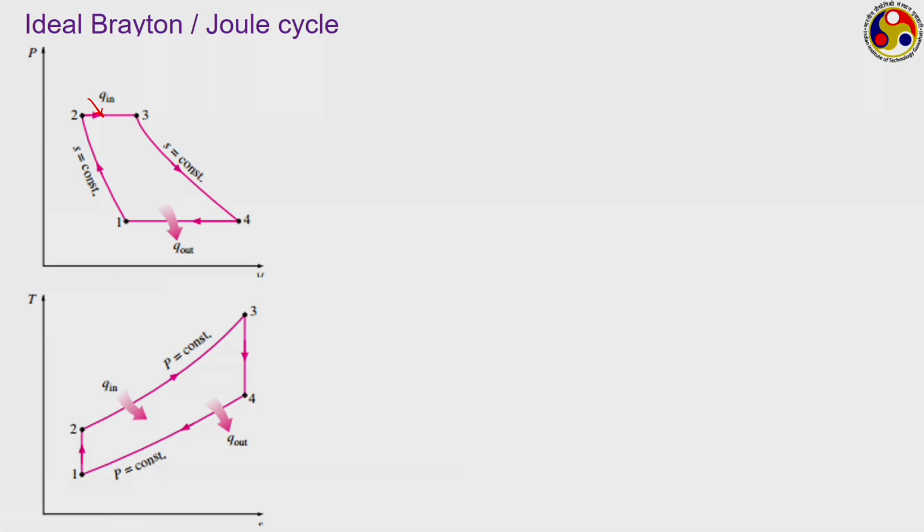Similarly, in the TS diagram, 1 to 2 is the isentropic compression process, during which there is no change in entropy, but temperature increases because it is a compression. 2 to 3 is heat addition process, during which temperature and entropy both increase. Then 3 to 4 is expansion process in the turbine, and 4 to 1 is a heat rejection.